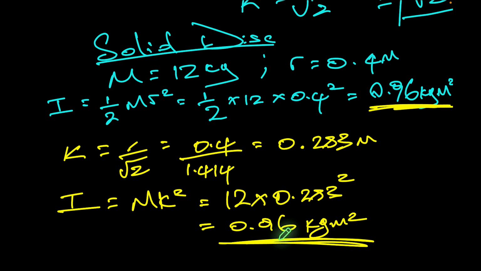So in simple terms, the radius of gyration tells us the single distance where our mass or area could be concentrated to give us the same inertia as the real distributed shape.